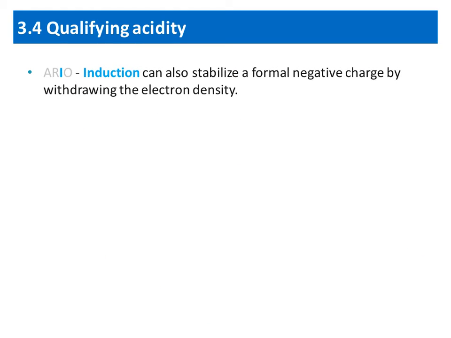Alright, the next factor is induction. Induction stabilizes a formal negative charge by withdrawing electron density. So what does that mean? Let's look at this example. We have acetic acid versus this acid. Forget the lone pairs. Now we want to know which molecule is more acidic.